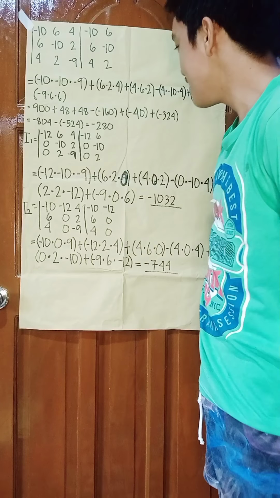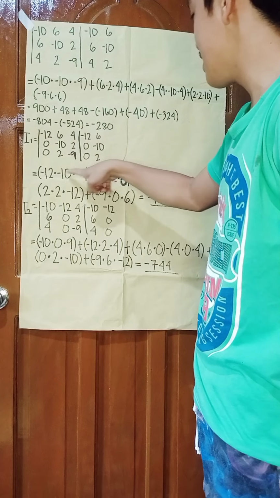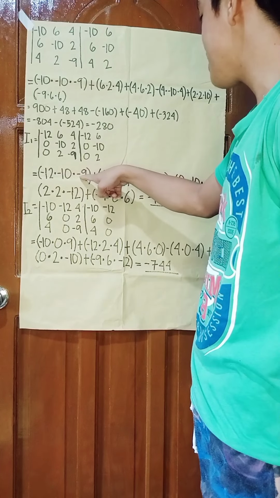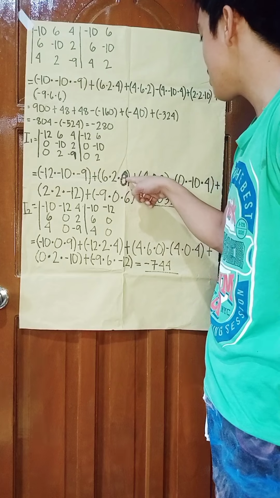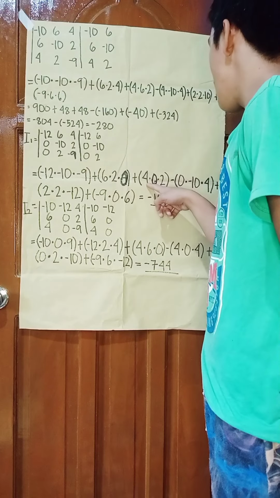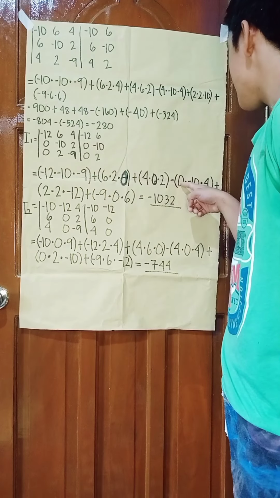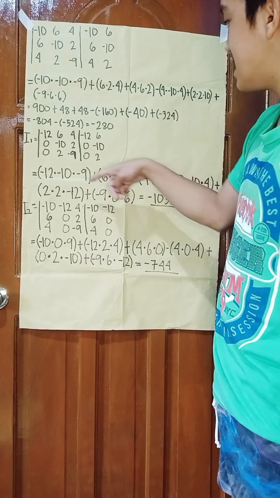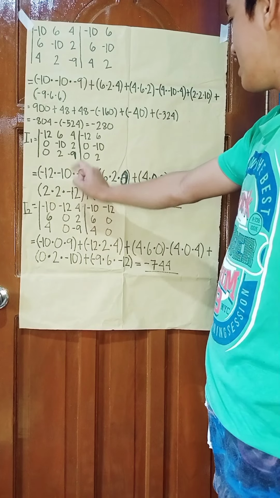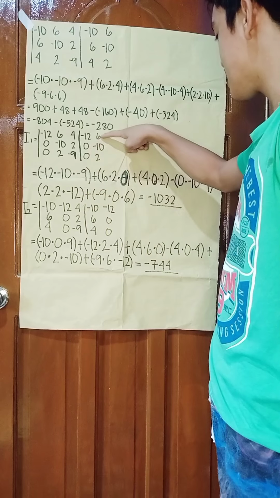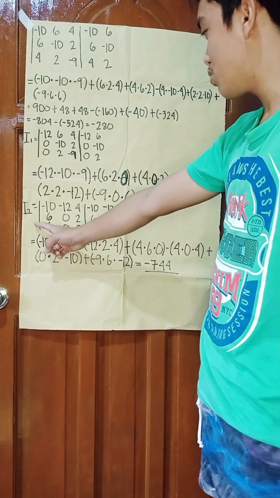So next is on solving I1. So the diagonal from here to here is negative 12 times negative 10 times negative 9 plus diagonal from here to here is 6 times 2 times 0 plus the diagonal from here to here is 4 times 0 times 2 minus the diagonal from here to here is negative 0 times negative 10 times 4 plus the diagonal from here to here is 2 times 2 times negative 12 plus negative 9 times 0 times 6 is equal to negative 1032.